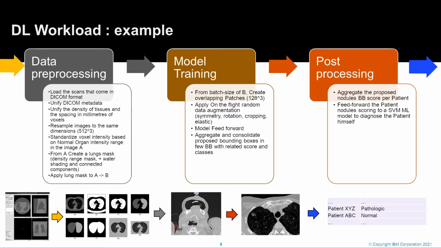We have to make sure the density of the voxels, the 3D pixels, is the same. We have the same spacing for all the scans, and so a lot of normalization. We also decided to create a mask to extract everything but the lungs from the image, in order to focus just on the nodules inside the lungs.